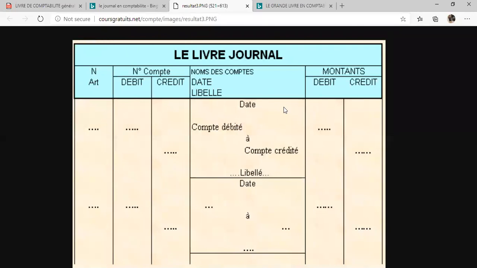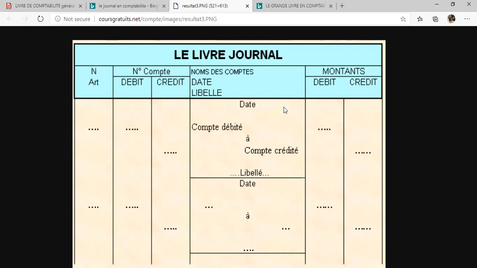The second part says qui contient toutes les opérations effectuées par l'entreprise. This simply says the journal encompasses all the transactions which a business makes. Everything from the most important down to the least important of transactions has to be recorded in the journal.